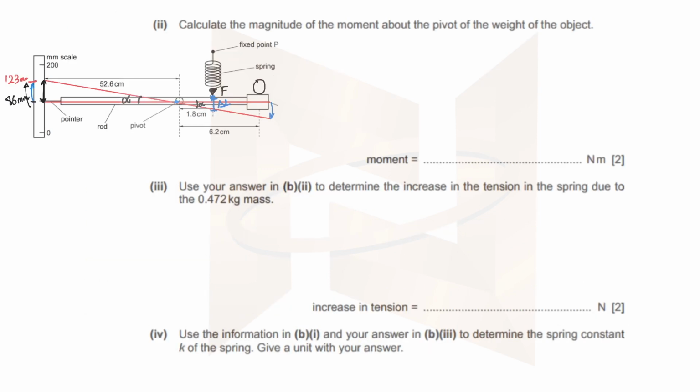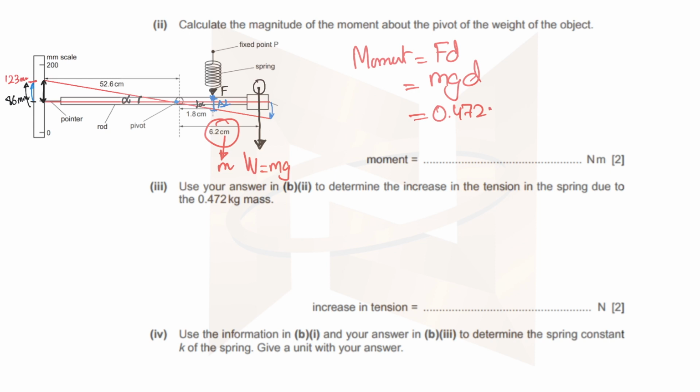Now in the next part, they ask you to calculate the moment about the pivot of the weight of the object. So this is your object and this is the weight. They had already given you the mass, so you use W equals mg and you multiply it with this distance, 6.2. Just remember to convert centimeters to meters. So moment should be equal to force into distance. The force is m into g into d. Now let's break it down. The mass is 0.472 kg times 9.81 times 6.2 into 10 raised to power minus 2.